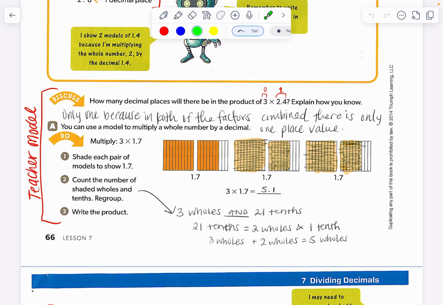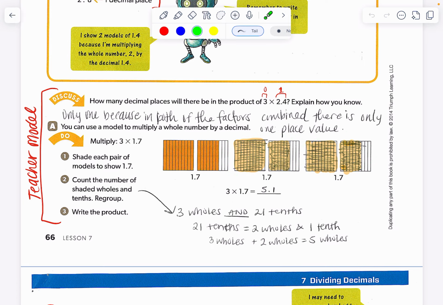So this question asks you to multiply 3 times 1.7 or 1 7/10, right? The beauty is that we have our area model already partitioned for us, so we're just responsible for the shading piece. All we are doing is shading 1 whole and then 7 of the tenths, but we have to do that 3 times. This is 1 time, 2 times, 3 times.